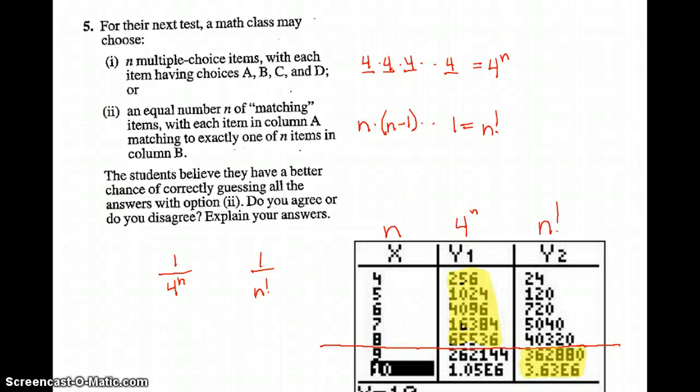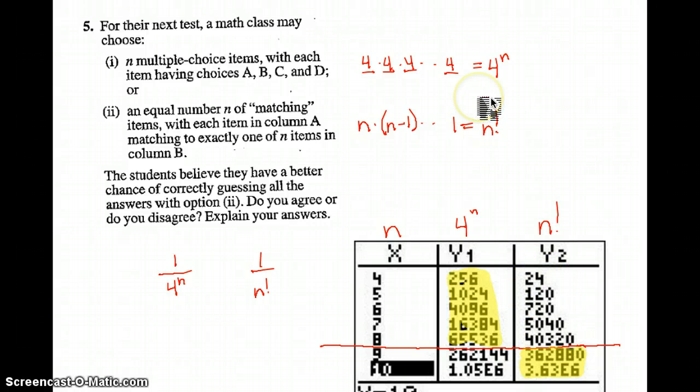That last one, I did just about finish this problem, but here's what I was getting at. If we let n go from 1, 2, 3, 4, 5, and keep going on up, we notice that right around 9, n factorial starts to get bigger than 4 to the n power. So 9 is the critical place where n factorial is bigger than 4 to the n, which means if we had 8 or fewer questions, we would want the factorial test.